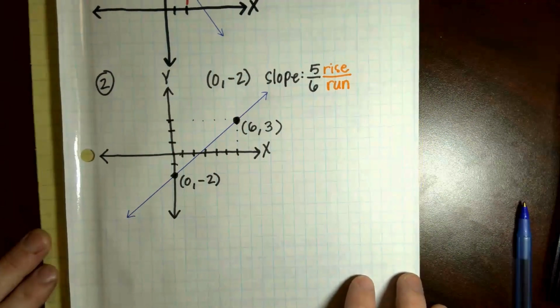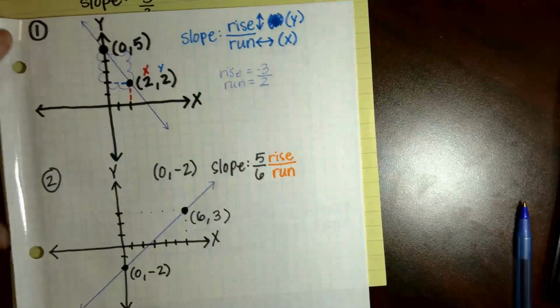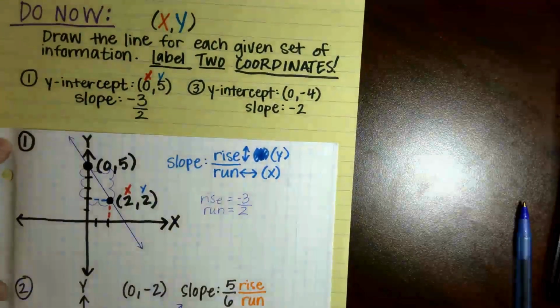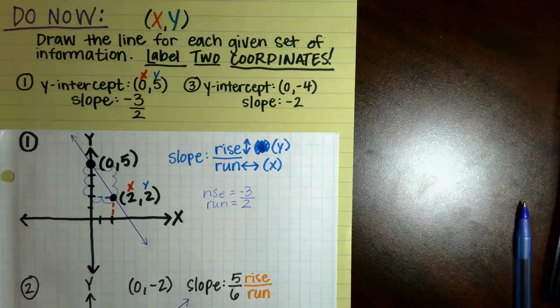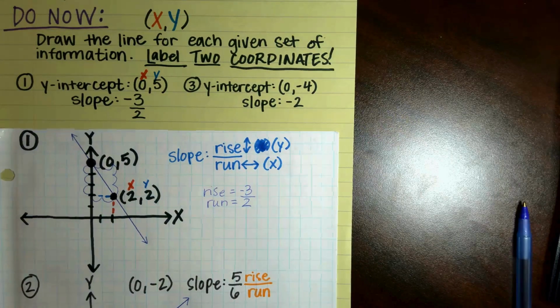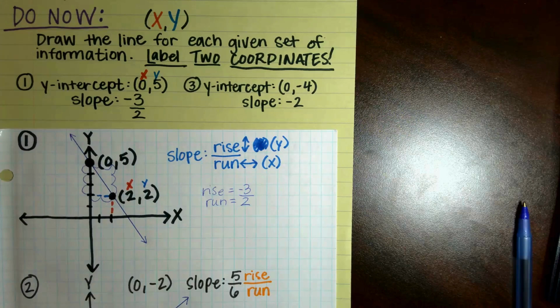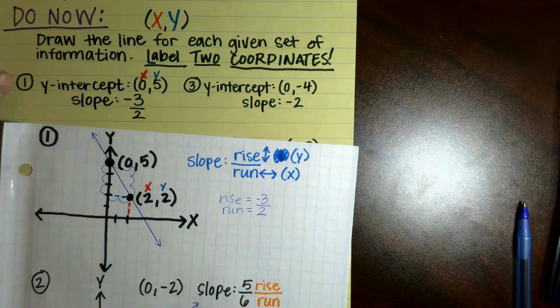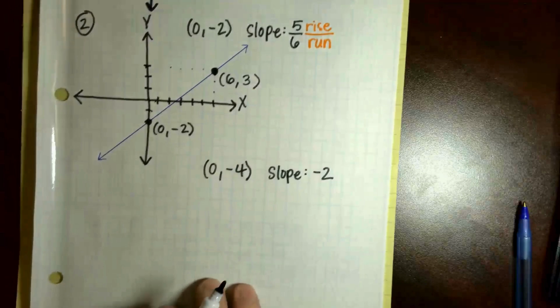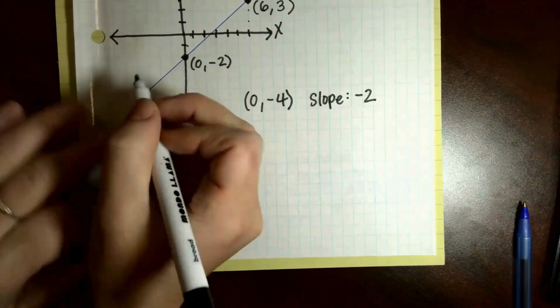All right, let's look at number 3 now. Number 3, we are given the y-intercept 0, -4, and our slope is -2. So I'm going to bring this up and we're going to start on number 3 here.